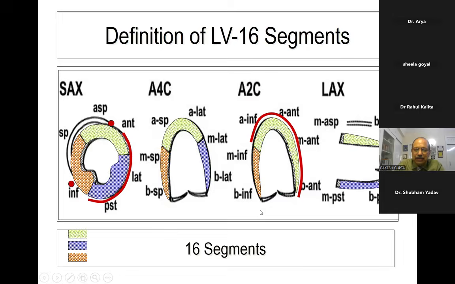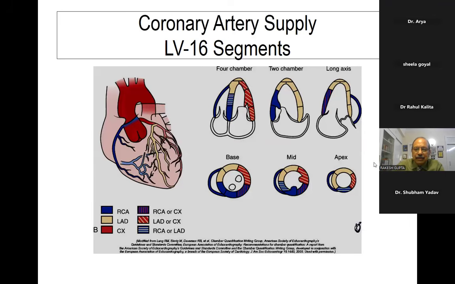Now let me go back and show you what exactly I wanted to tell you. Mid basal septum, mid basal inferior wall, RCA. Mid basal lateral wall, mid basal posterior wall, circumflex. Apical septum, apical lateral wall, apical inferior, whole of anterior wall, apical posterior, mid anterior, and apical anterior segments are all supplied by LAD. In normal circumstances, we do not take apical posterior, apical anterior septum. We only take this mid basal posterior wall, mid basal anterior septum.